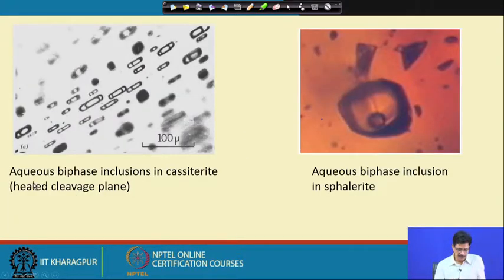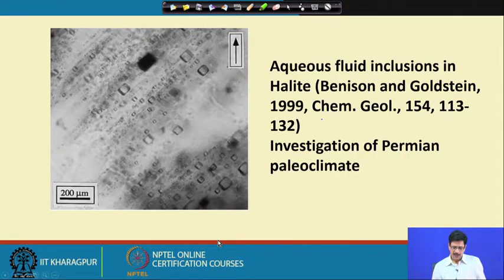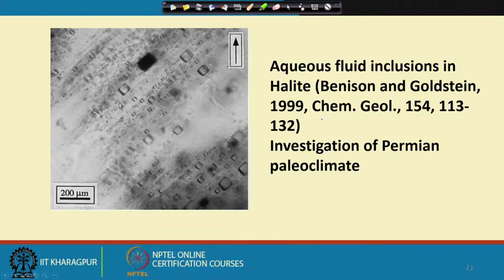This is an example of an inclusion in cassiterite, a tubular inclusion. This is an example of an inclusion in sphalerite, and this is again very interesting. This is an example of an inclusion in halite, sodium chloride, and this photograph has been taken from the reference cited here. These authors were investigating the Permian paleoclimate, and they took the salt from the sodium chloride crystal from the evaporite bed, trying to understand the characteristics of the fluid in the Permian paleoclimate. You see these inclusions also mimic the crystal structure of sodium chloride, which is cubic, as we all know.